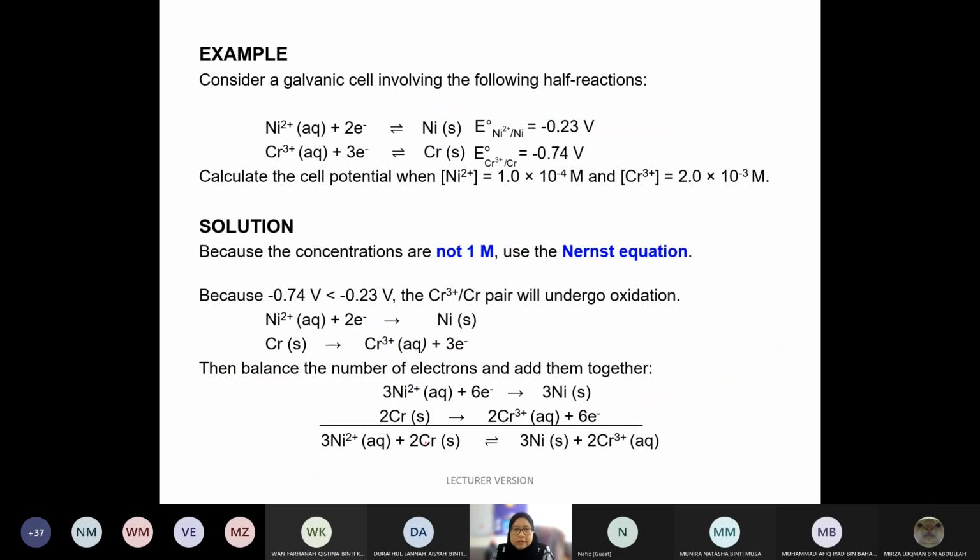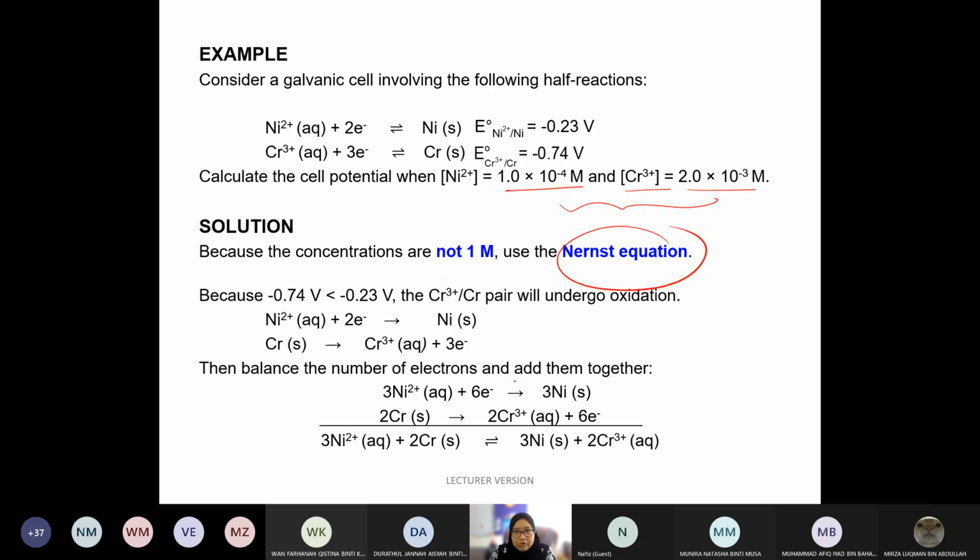Another example, consider a galvanic cell involving the following half reactions, guys. Calculate the cell potential when the nickel 2 plus concentration is this and the chromium 3 plus concentration is this. So the moment you see the concentration is not at 1 molar, definitely you will be needing the Nernst equation. You will be using the Nernst equation.